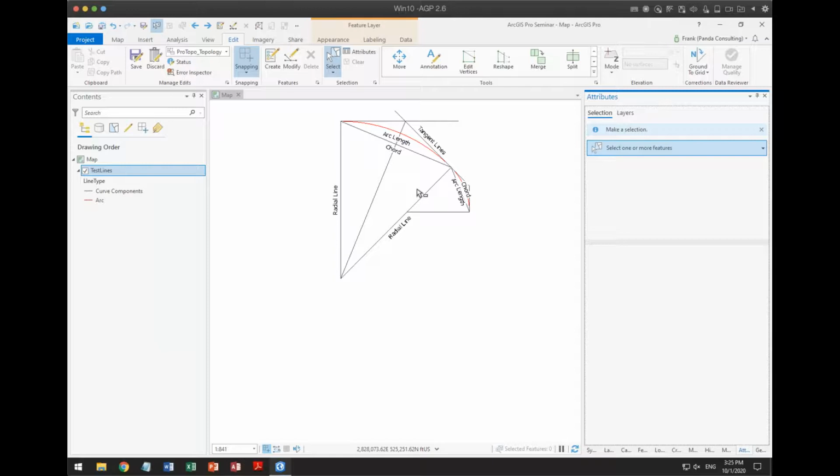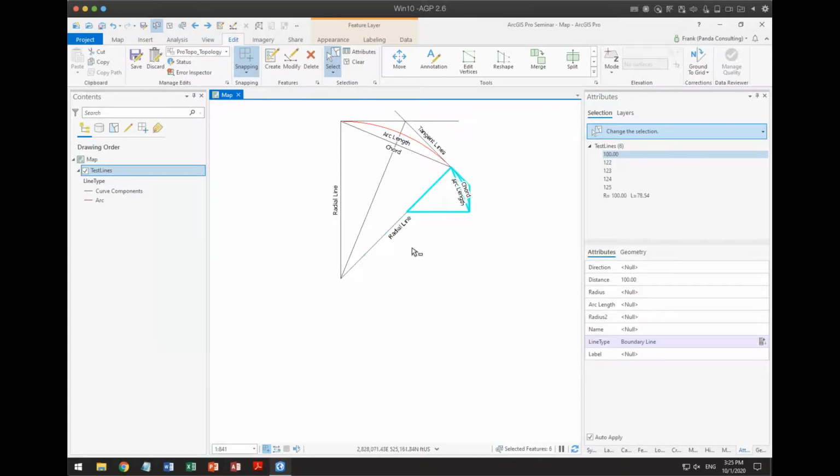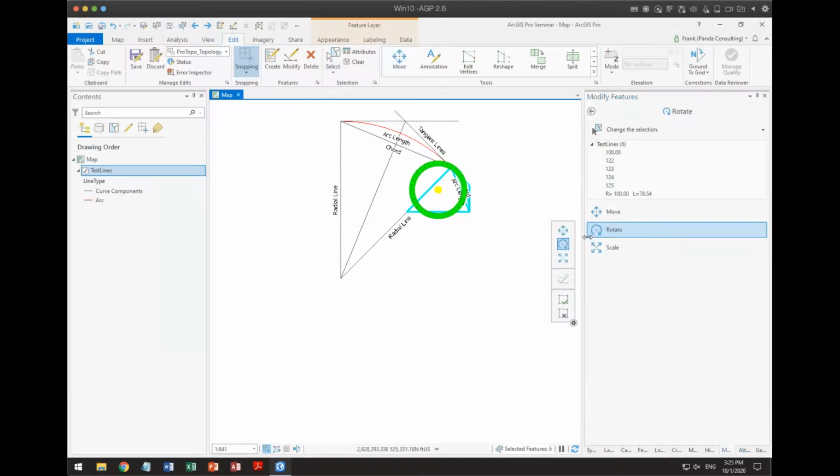How does it orient to the line that I just built? Because I'm going to go in here and I'm going to select this curve and this component on here. And I'm going to go and actually rotate it around my point of curvature. In this case, let me go and do something else first. Let me turn off my topology. All right.